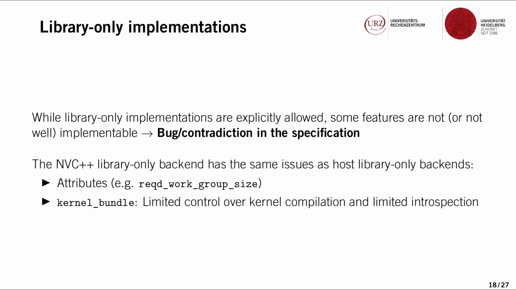This affects, for example, attributes. The SYCL specification has attributes like required workgroup size, and if you cannot control the compiler because it's a third-party compiler, then obviously you cannot add in any custom attributes. And then there are also some APIs like kernel bundle where you would need to have control over how kernels are compiled or jitted, or you need to expose some sort of introspection into kernel properties like how many resources it requires, and these kinds of things might also be limited in a library-only implementation. But this is the case for any library-only implementation, also for the existing host library-only implementations. That's not a new problem.